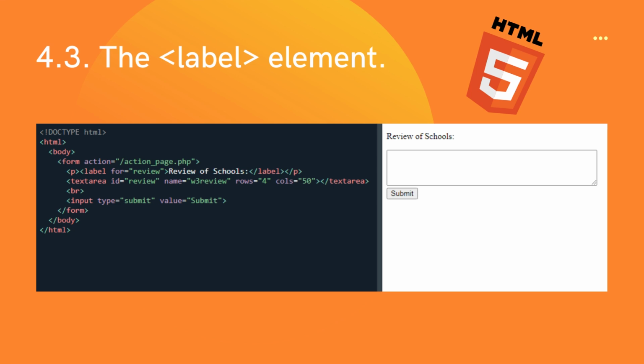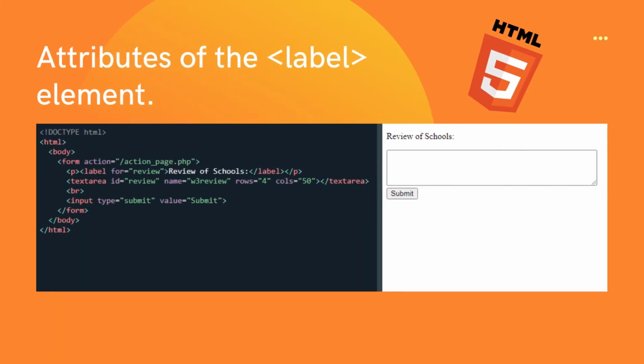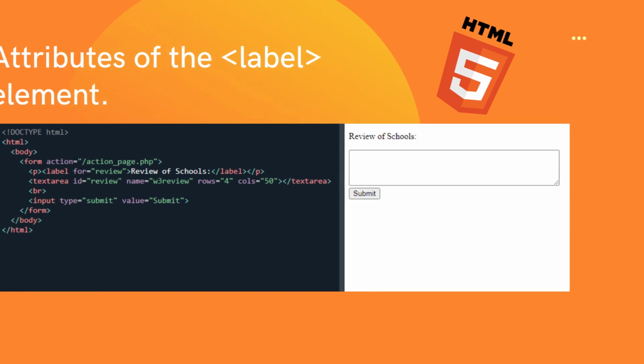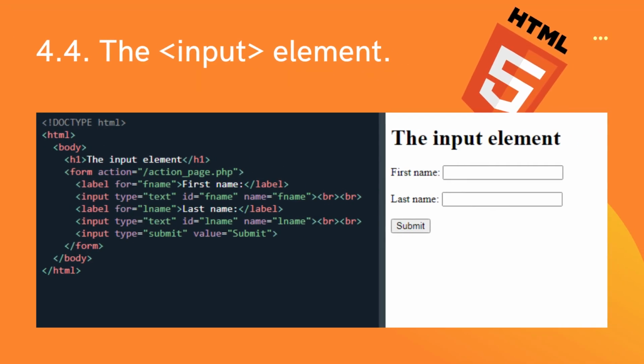A label can be bound to an element either by using the for attribute or by placing the element inside a label element. Label element attributes. The for_element_id attribute indicates which element of the form the label is attached to. Example. The input element defines an input field into which the user can enter data.